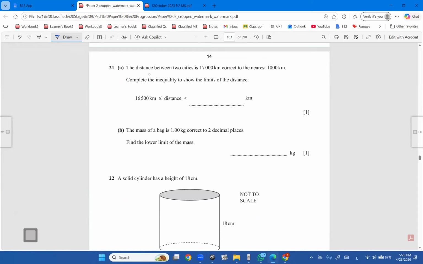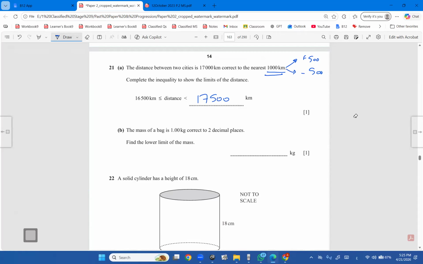21. A, the distance between two cities is 17,000 kilometers correct to the nearest thousand. So we wanted the upper limit. So it is to the nearest thousand. Then you add 500 for the upper limit or subtract 500 for the lower limit. So it is going to give you 17,500 for the upper limit.